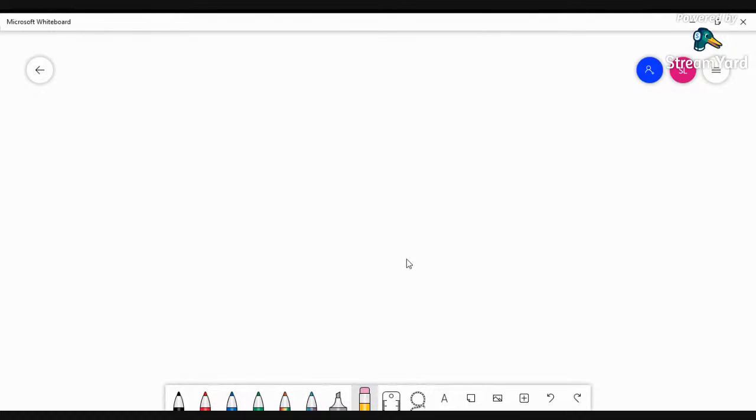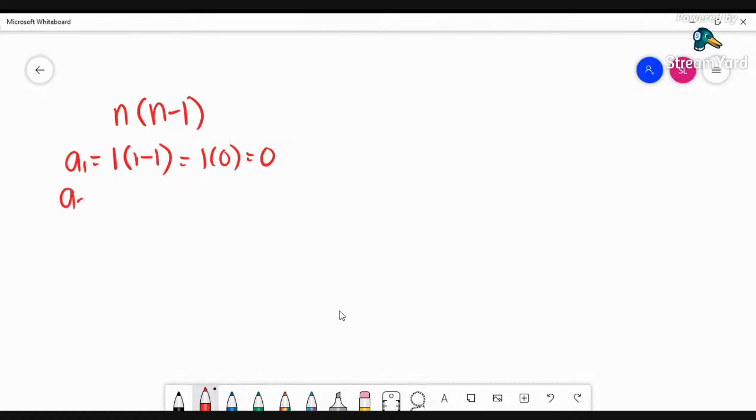Okay. Number 2 is n times n minus 1. So if we are going to find 6 numbers in the series, okay, we have a sub 1, substitute 1 instead of n, so 1 times 1 minus 1. That is equal to 1 times 0, which is 0. Next, for a sub 2, we have 2 times 2 minus 1, which is 2 times 1, that's equal to 2.